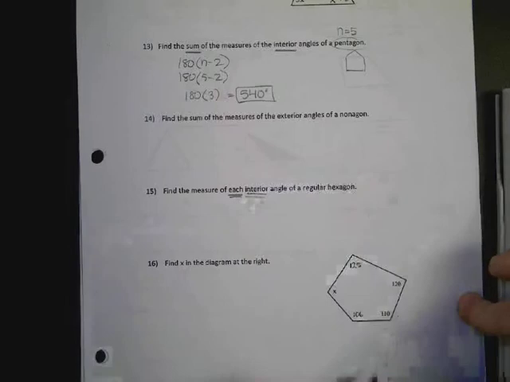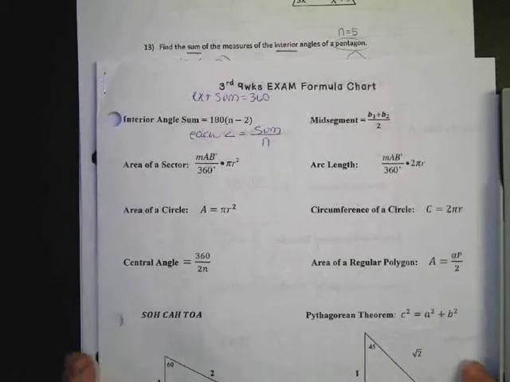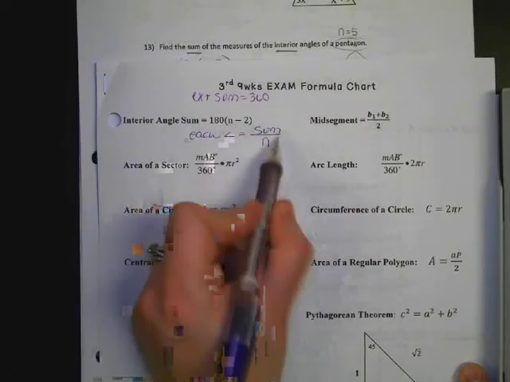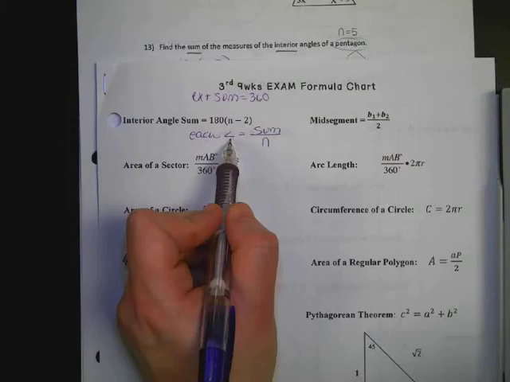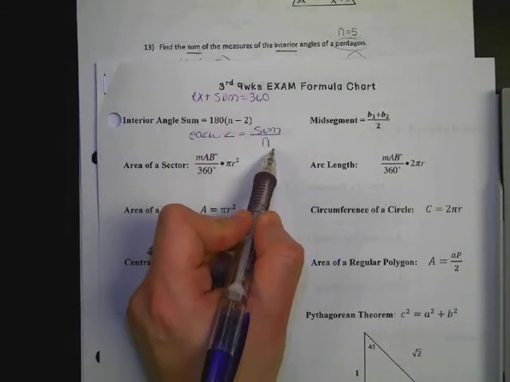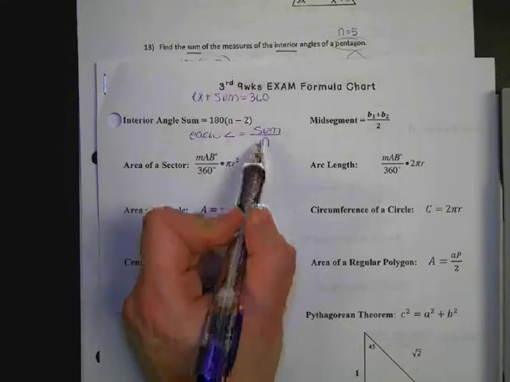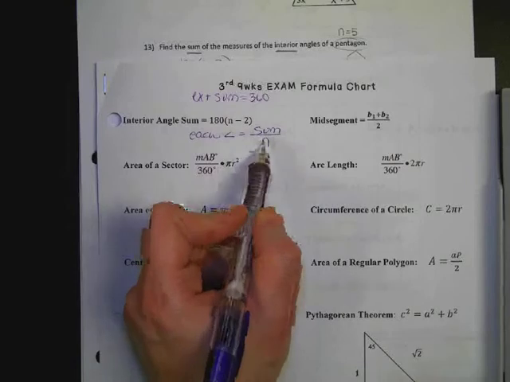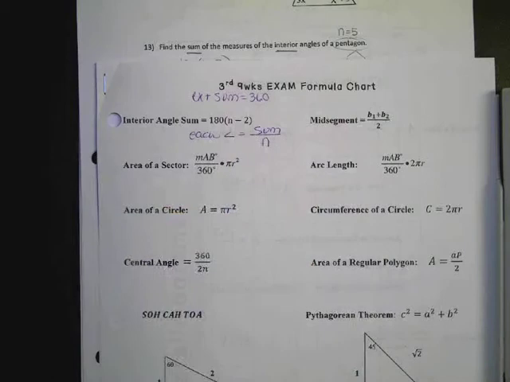For example, number 15 wants you to find each interior angle. Each angle is not on your formula chart. That's something that you've got to have memorized, but I would write it on your formula chart to make sure you know that you've got to remember it for the test. Anytime you want each angle, whether it's interior or exterior, you want the sum and you want to divide it by the number of sides you have. So if I want each interior, I would take the interior sum formula and divide by n. If I wanted each exterior, then I would take the exterior sum, 360, and divide that by n.